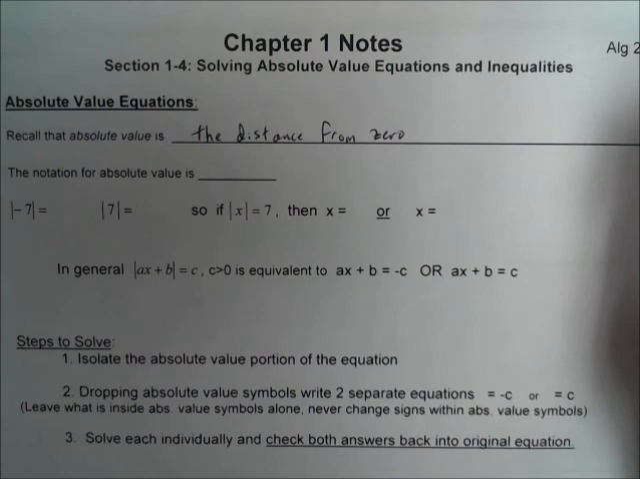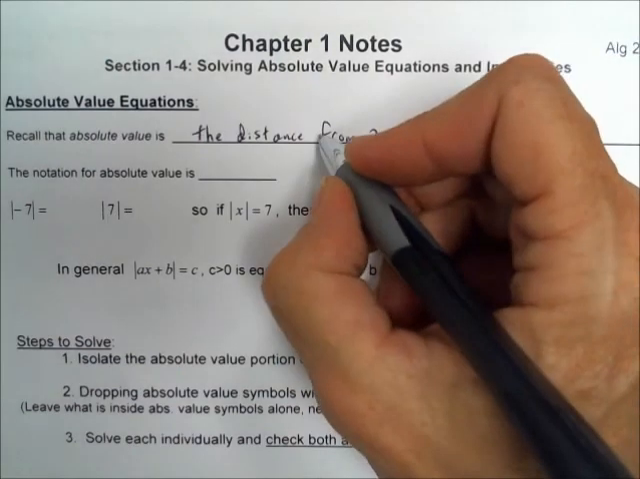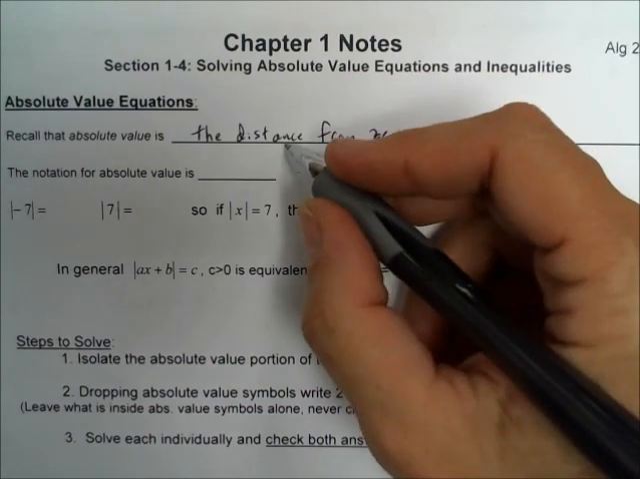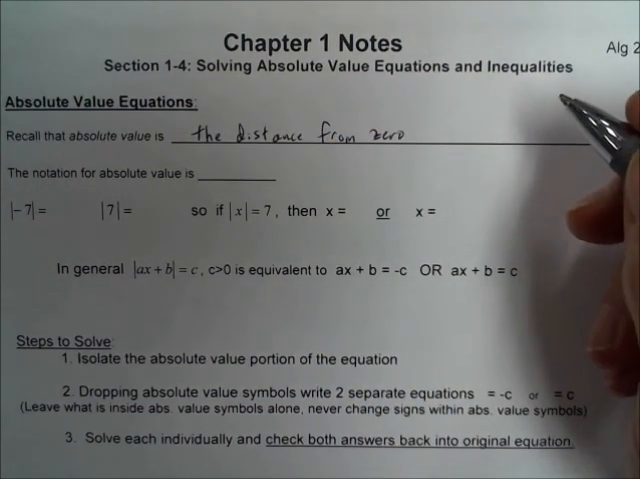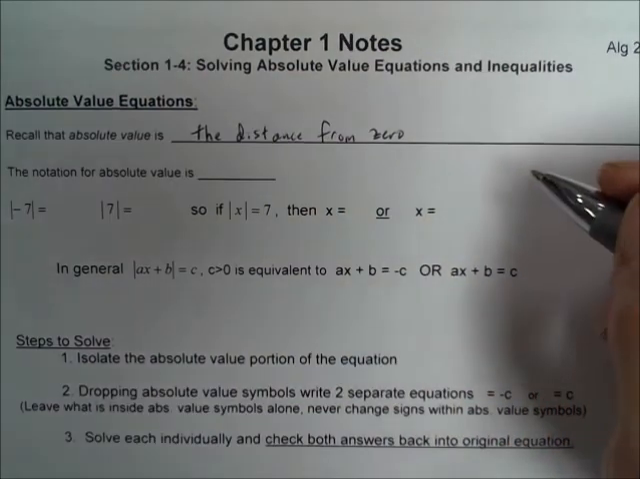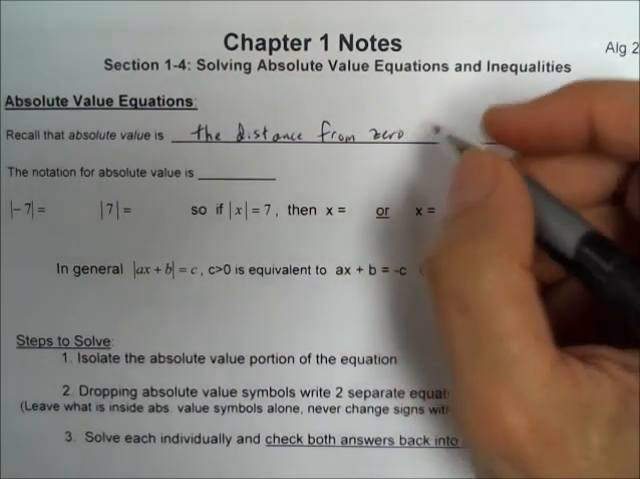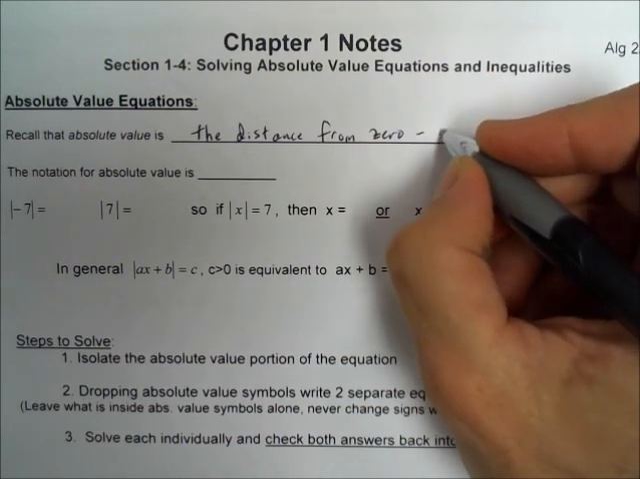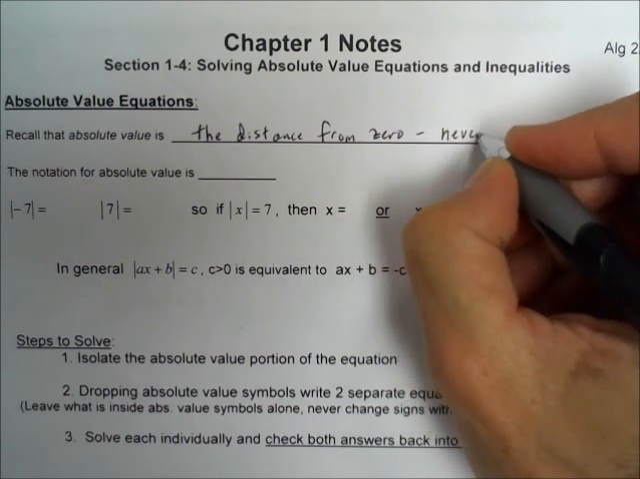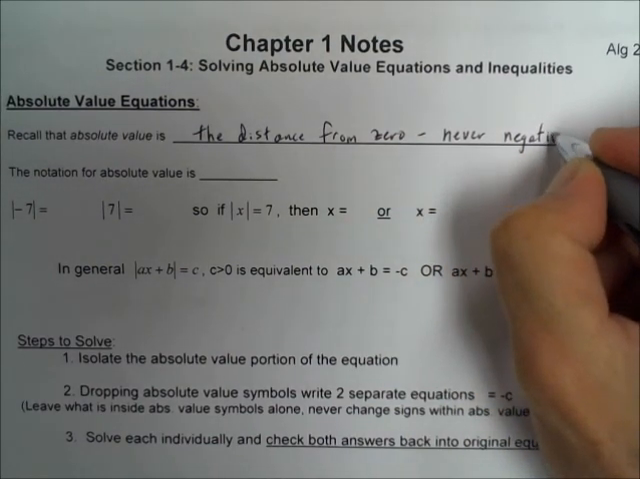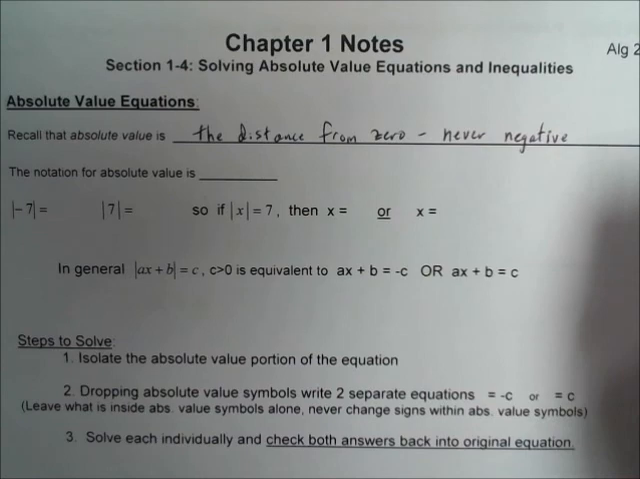oftentimes we say the distance from zero, like on a number line, and it's always positive, because when you talk about distance, you always talk about a positive number. The absolute value of zero is zero, so it's a non-negative number. So the distance from zero is never negative, because distances can't be negative ever.